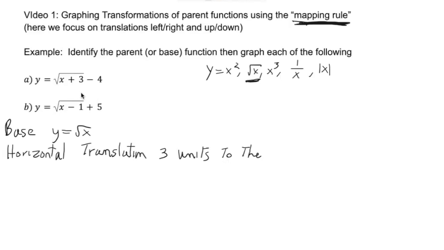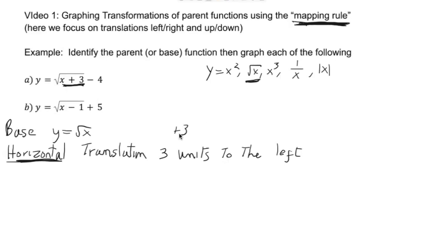If it's inside of the root, it's going to be a horizontal movement. Because it's a plus 3 indicates that it's going to be moved to the left. That's how you have to remember it. Plus 3 is going to the left with a plus. And then the 3 tells you how many units it's going there.